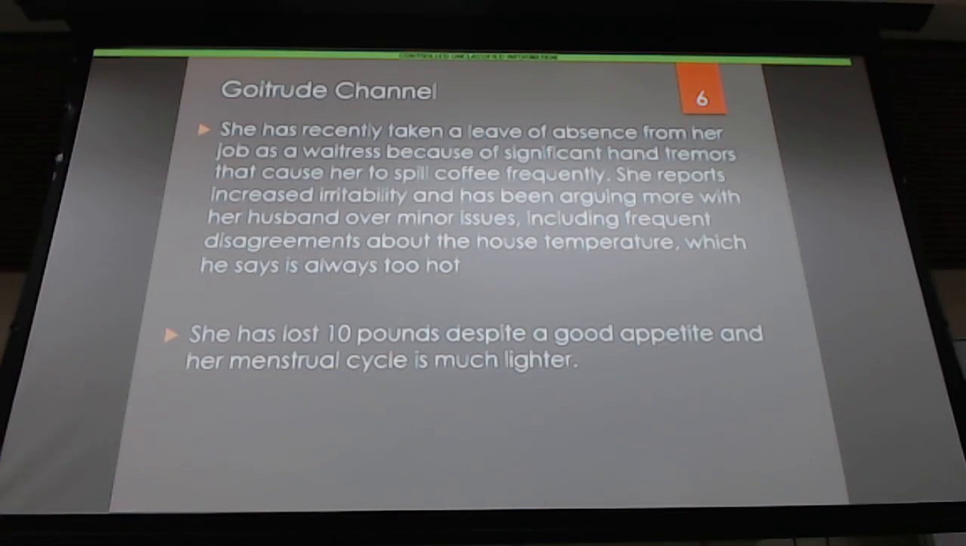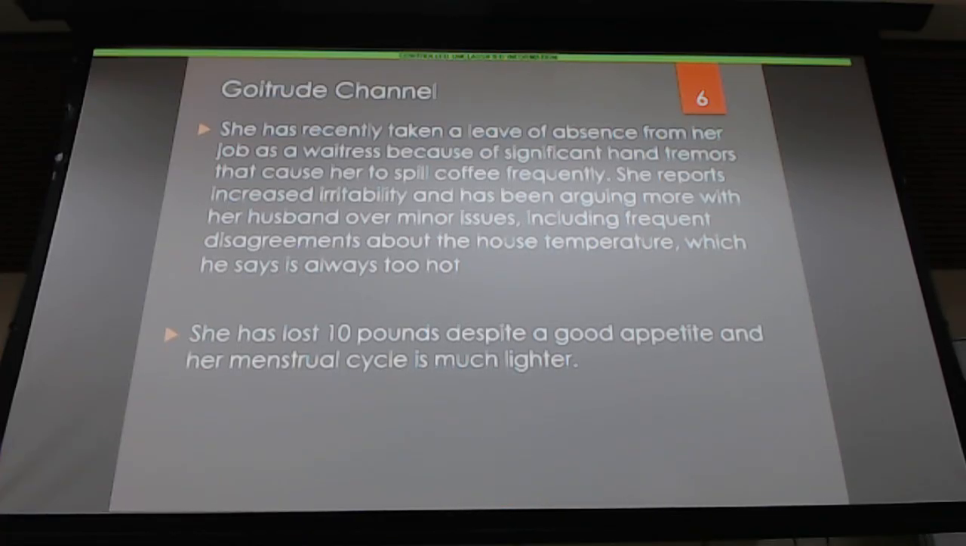All right. She recently took a leave of absence from her job as a waitress because of significant hand tremors that cause her to spill coffee frequently. She reports increased irritability and has been arguing more with her husband over minor issues, including frequent disagreements about the house temperature, which he says is always too hot. She's also lost 10 pounds despite good appetite, and her menstrual cycle is much lighter. That's a history. I can't put all of that on the questions, don't worry. But she's filling you in.